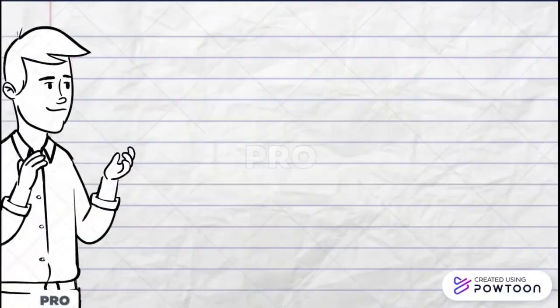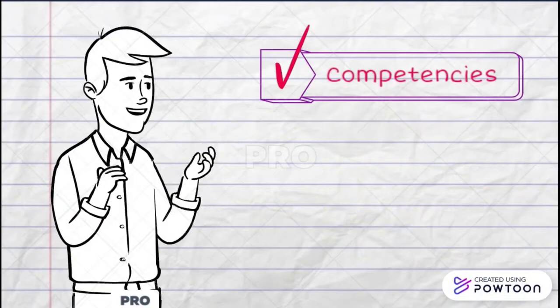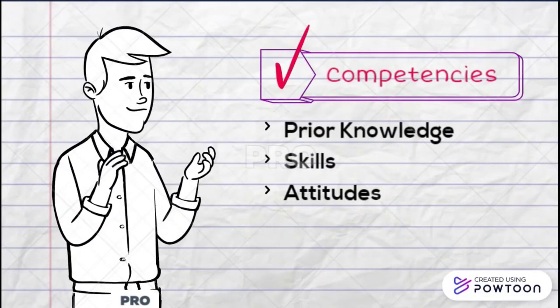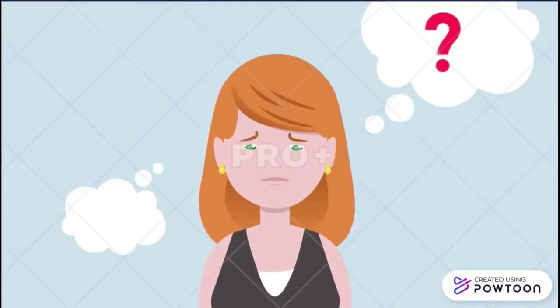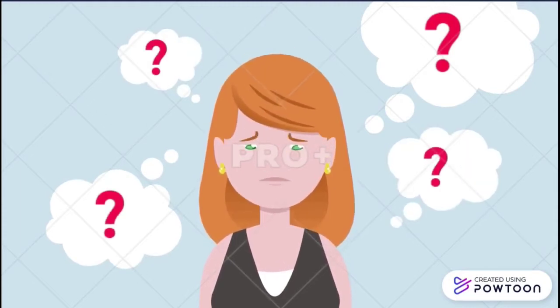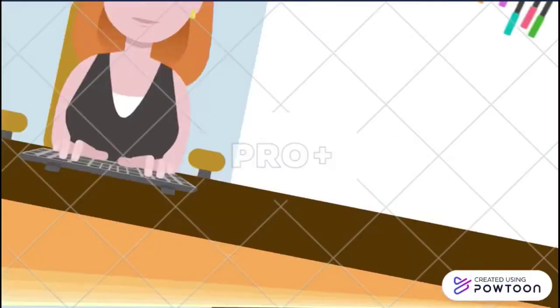So next will be the specific entry competencies, which comprise their prior knowledge, skills, and attitudes about the topic. So, at the beginning, you have to assume that the learners lack the knowledge and skills, but they possess the knowledge or skills needed to learn and understand from the lesson.